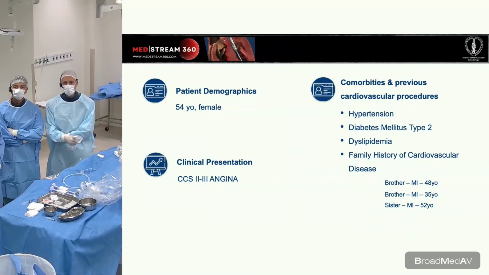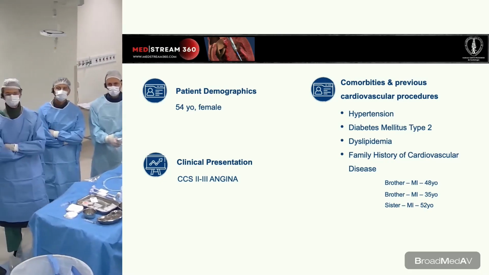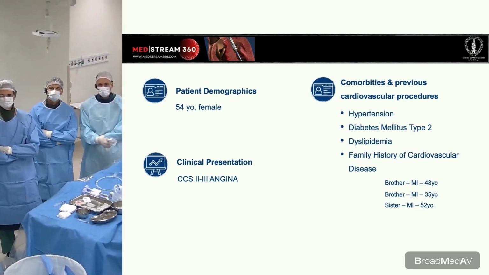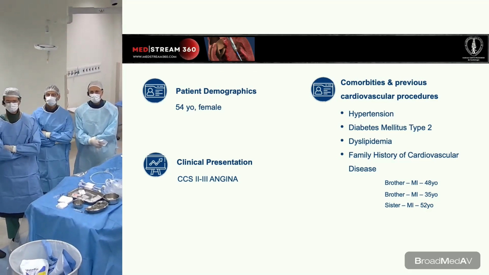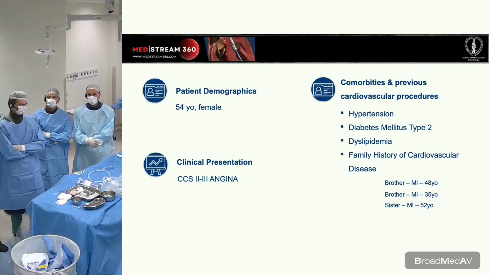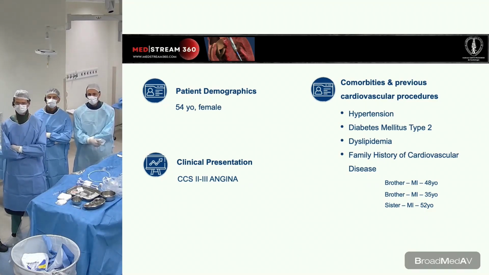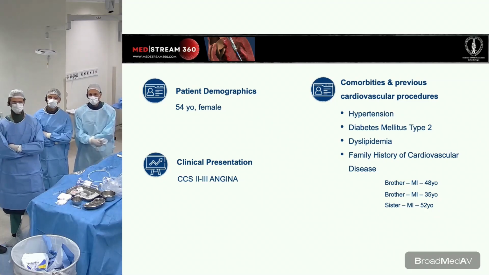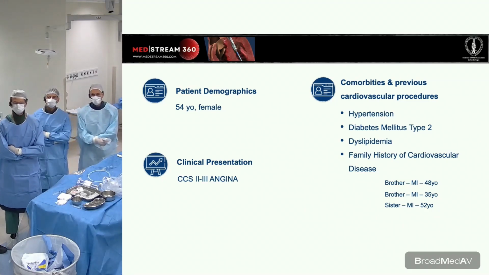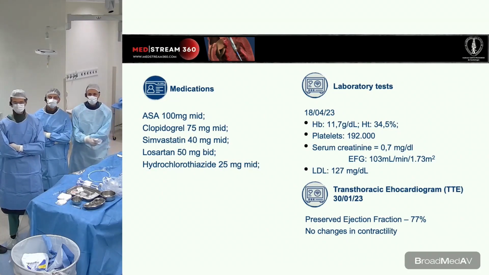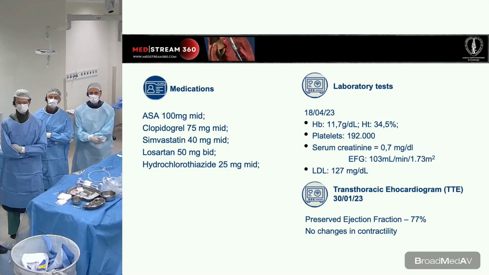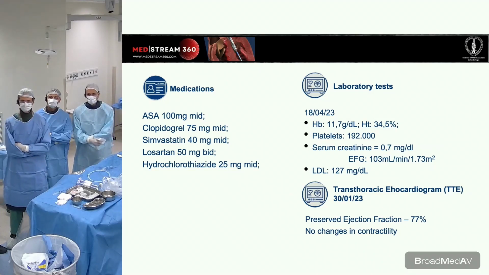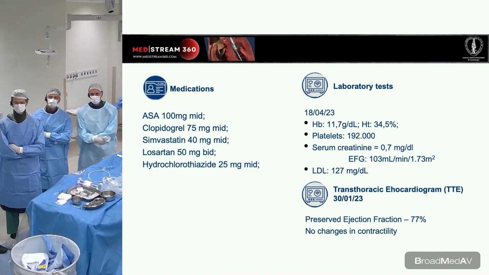So this is a case, a 50-year-old female patient. Her clinical presentation was a class 2 to 3 angina, which is worsening in the last months. As risk factors for coronary artery disease, hypertension, type 2 diabetes, dyslipidemia, and a very important family history for cardiovascular disease. As you can see, 2 brothers and 1 sister, so all the siblings have MI at a relatively early age, and 1 brother at 35 years old. As for the medication, she is under losartan, simvastatin, hydrochlorothiazide, and laboratory tests show a normal renal function, LDL 127.